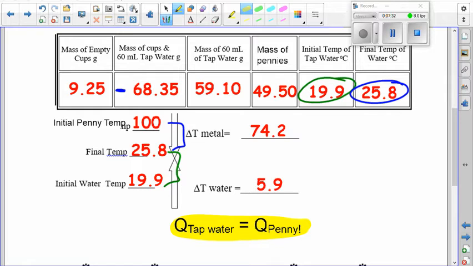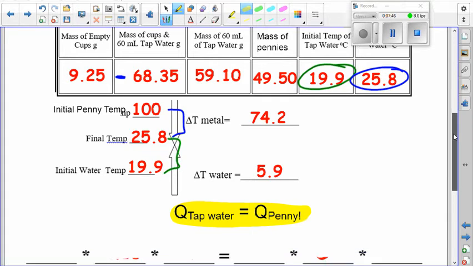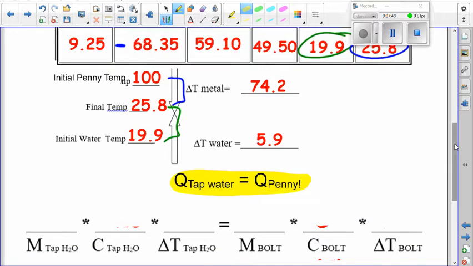Okay? So the penny, because it's at a really high temperature, you put it in the cold water, it starts throwing heat into the water, and the water starts receiving heat. So however much heat the penny loses, that's the exact same number as the water gains. So the Q of the water is going to be the M, C, and delta T of the water. Think of these as two sides of a fence, okay? On the left, the Q of the water is the M, the C, and the delta T of the water. On the right, the Q of the penny is the M, C, and delta T of the penny.